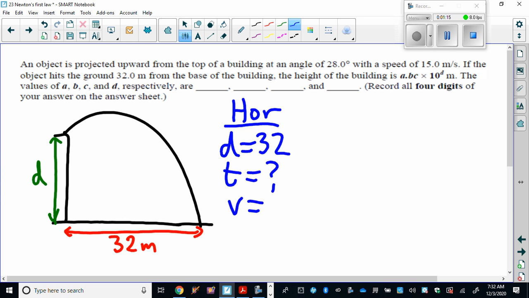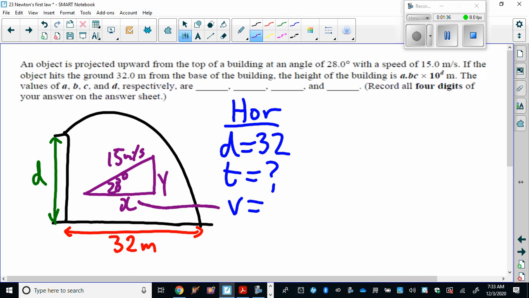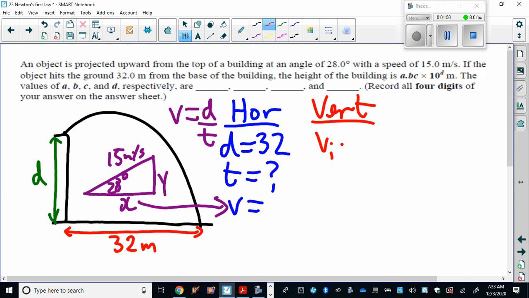So we're going to take 28 degrees and 15 meters per second. Here, 28 degrees, right in here. 15 meters per second. So x and y: if you solve for x, that is the horizontal velocity. And remember, uniform motion, so only this formula can be used for uniform motion. But if you solve for y, then you are going to get your initial vertical velocity. Y is your initial vertical velocity that you're going to need.